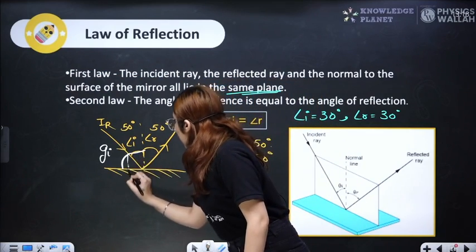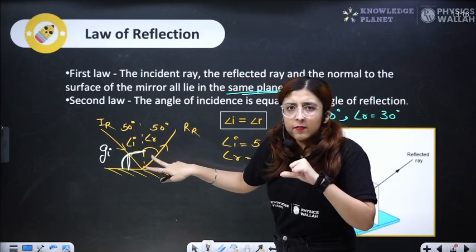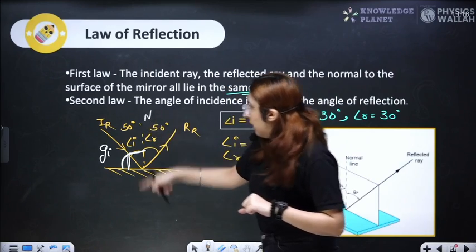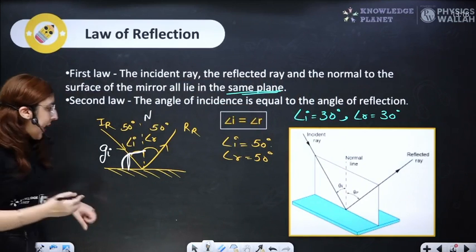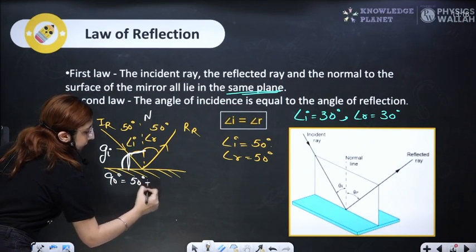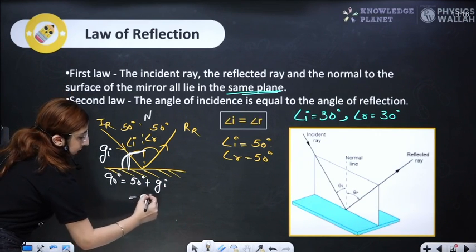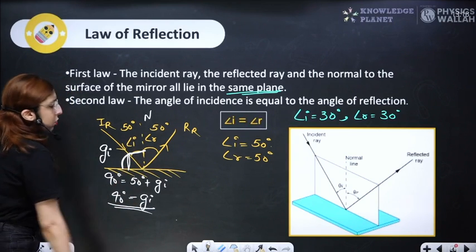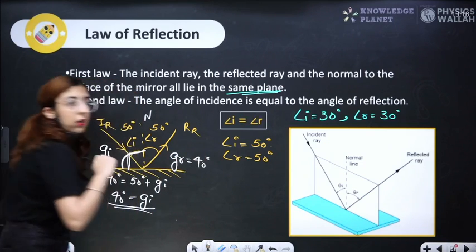This is nothing but 90 degrees. Now, from 90, I am taking 50. How much is remaining? 40. Have a look, this is the normal. So, 90 equals 50 plus the glancing angle of incidence. So, the glancing angle of incidence is 40 degrees. Do a similar thing here also, so the glancing angle of reflection will be 40 degrees again.